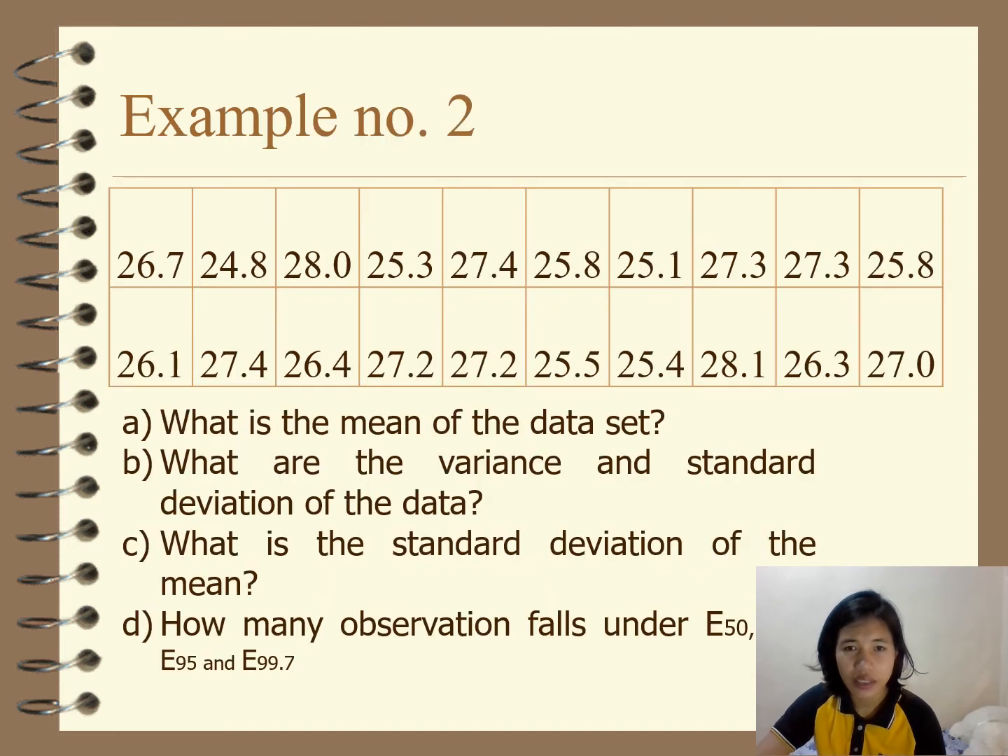Next, we have example number 2. I will give a copy of this in the activity that I will be sending you by email. So I have here 1, 2, 3, 4, 5, 6, 7, 8, 9, 10. So you have 20 observations. We have here the measurement of the length of a line, 20 measurements. So you're going to compute the mean of the data set, the variance and the standard deviation of the data. So what is the standard deviation of the mean? How many observations fall under the E50, E90, and E95, and also E99.7?